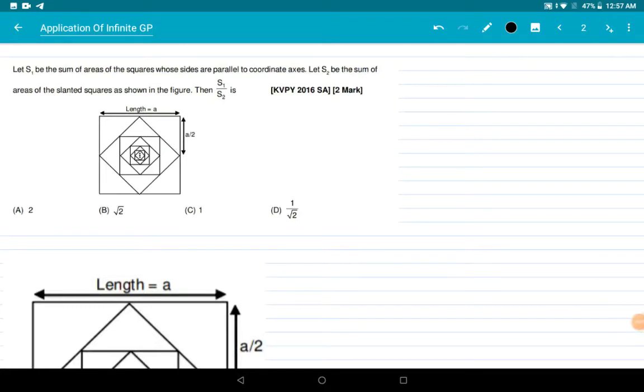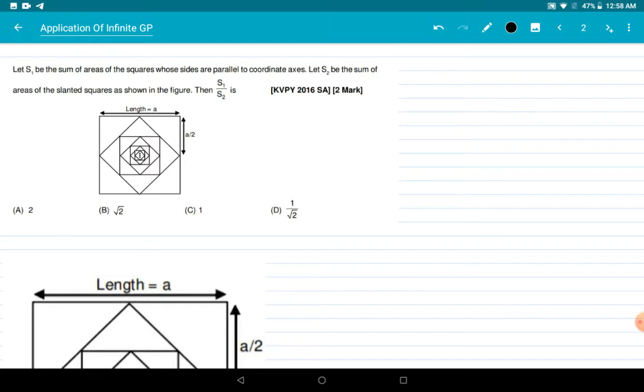Hello guys, today I have come up with another amazing problem. It's about an application of an infinite GP to a geometrical problem. This question was previously asked in KVPY 2016 in the SX stream. It was a 2-mark question. So here is the question.